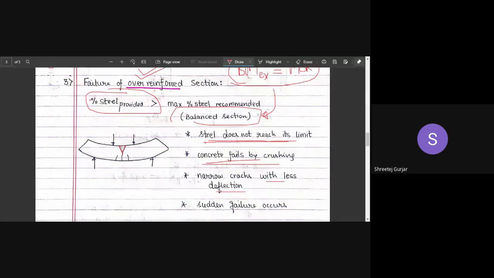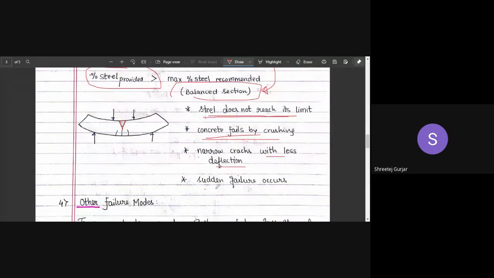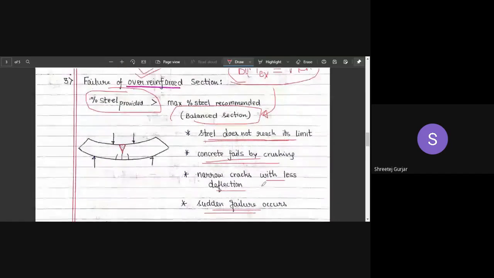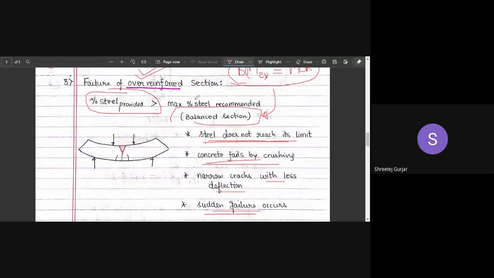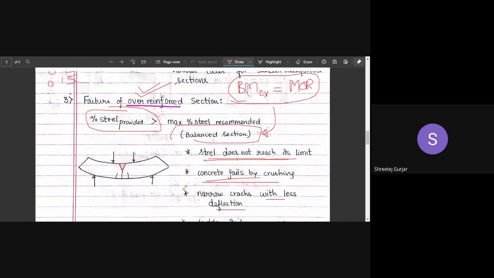So we'll never know whether the beam is starting to fail. It will not give any type of warning, and sudden failure will occur. Because of this, an over reinforced section is not preferred, because it will not give us any warning. It will not deflect, and it will not crack much. Very narrow cracks will be seen, and the failure is sudden. Because of that, we do not prefer our beams to be over reinforced. That is why we prefer our beam to be under reinforced and not over reinforced. So I hope these types of failures are clear.